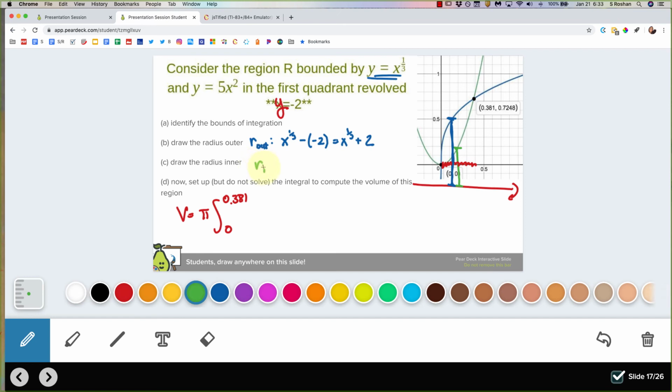Our radius inner is going to be this curve minus a -2. So 5x squared minus a -2, 5x squared plus 2. Our volume is pi integral of radius outer squared minus radius inner squared.